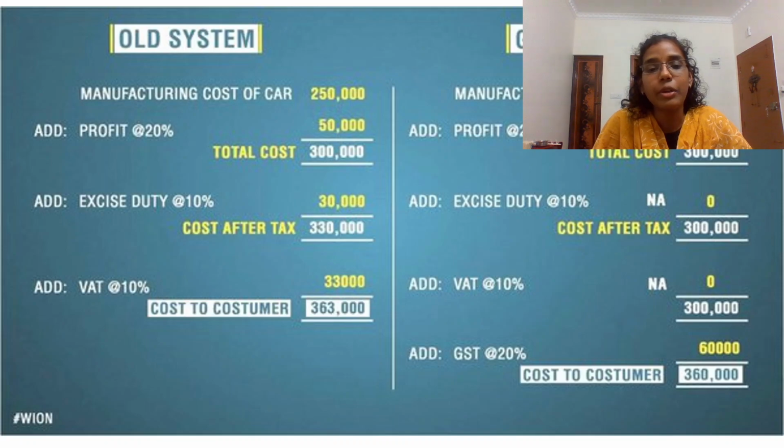So in this example, you can see that the VAT is levied on the excise duty also. Yes, tax is levied on the tax also. So this was removed with the introduction of GST. I hope now you understood the concept of the cascading effect and the benefit that we got with the introduction of GST.